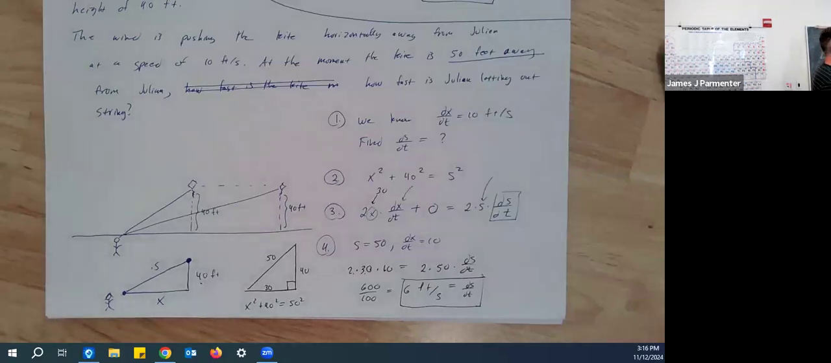So we're going to find the rate of change of the angle to the kite, and it's going to end up being a negative value because that angle is getting smaller as the kite moves further away.